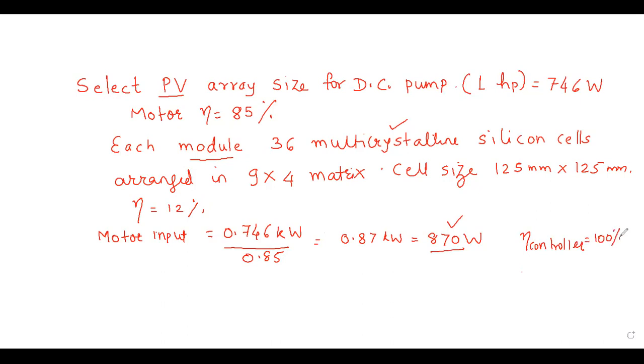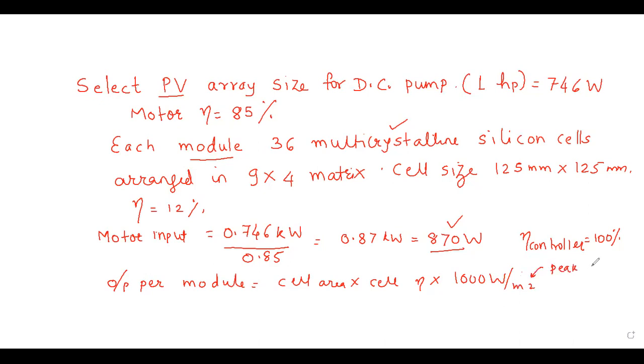Okay, DC pump. Now, if you want to calculate the number of modules, then we need to calculate how much is the output per module. Output per module is not given, so you need to calculate it. It would be cell area into the cell efficiency into 1000 watt per meter square, which is the ideal peak solar insolation.